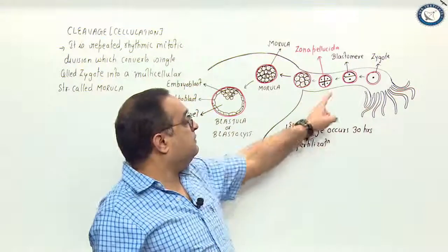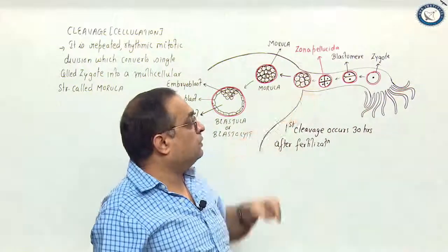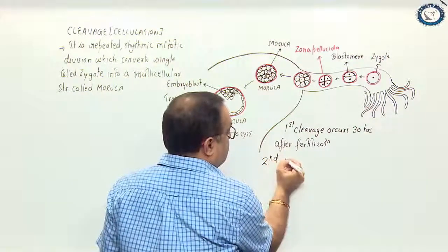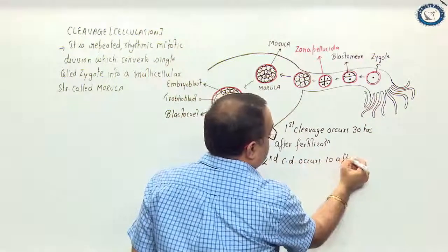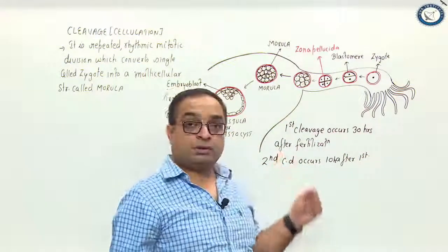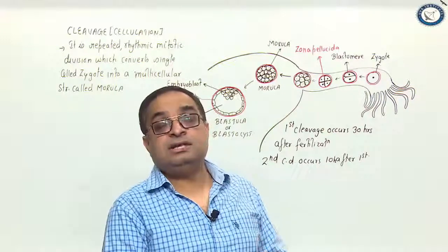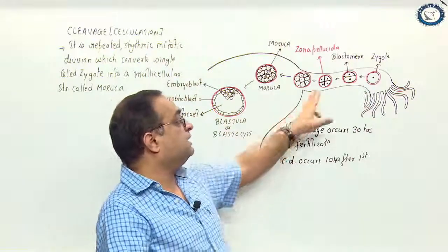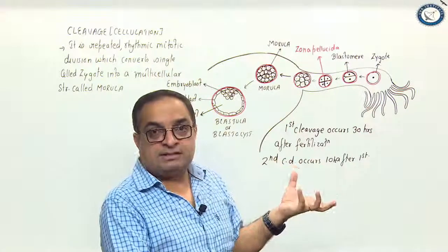The second cleavage division occurs 10 hours after the first and 4 daughter cells are formed. So, we will write, second cleavage division occurs 10 hours after the first and 4 daughter cells or the 4 blastomeres are formed. The third cleavage division is completed by the end of the third day with respect to fertilization, and as a result you get a structure which has 8 cells.